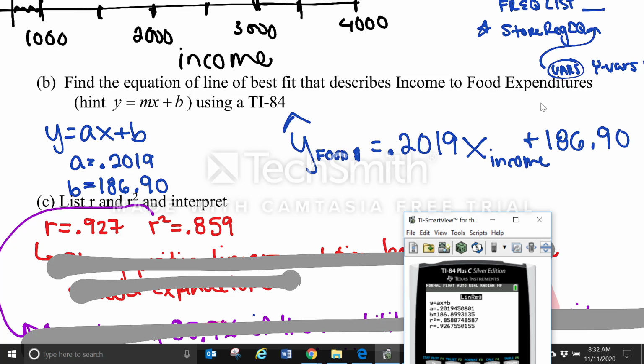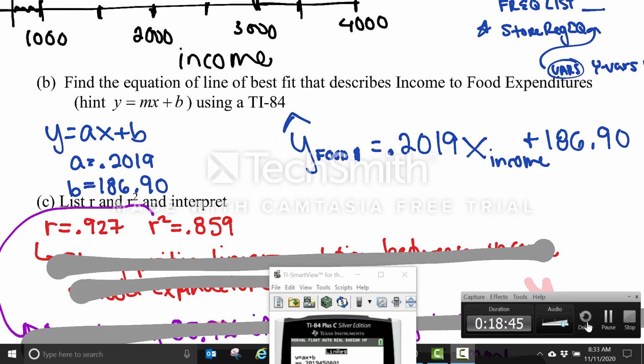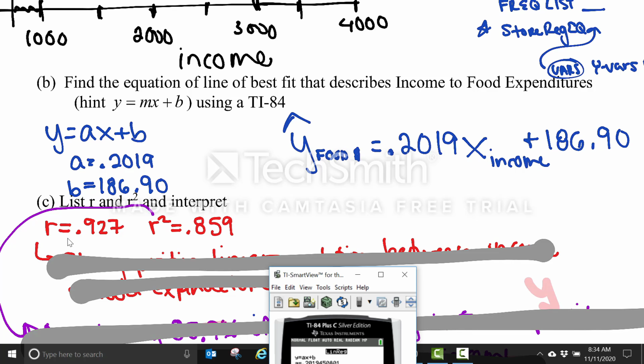If I put it in an equation then, now notice I put some subscripts here, you don't have to, but I'm saying my predicted food is given by this equation where I plug in my income. Now that you have this, this is what it's saying, okay? It's saying for every $1 increase in your income, you spend 0.20 more on food. That's what this is saying.